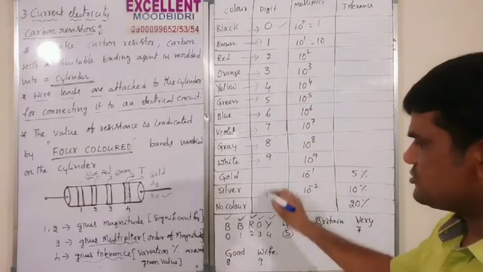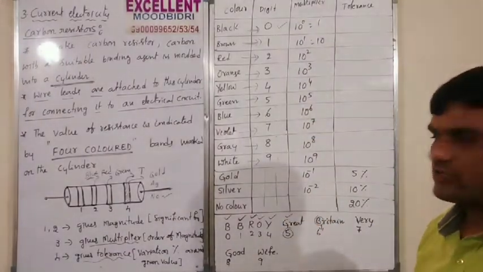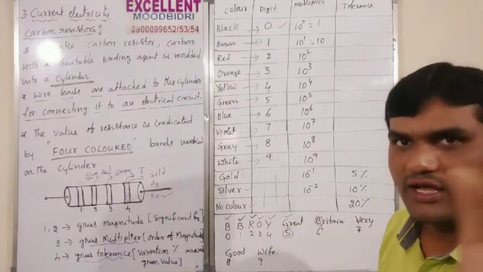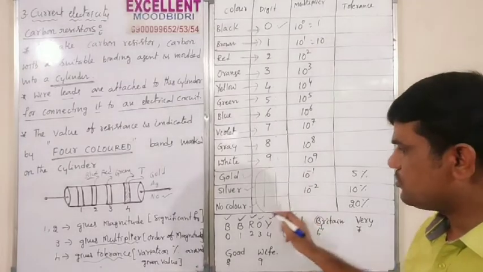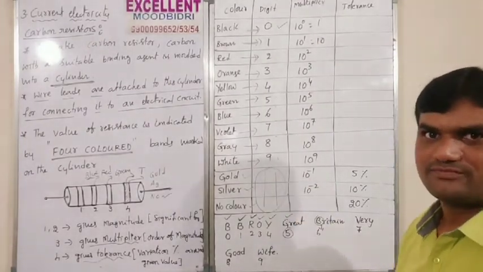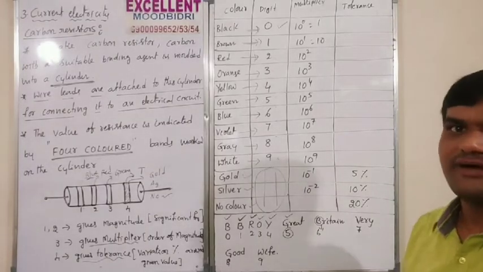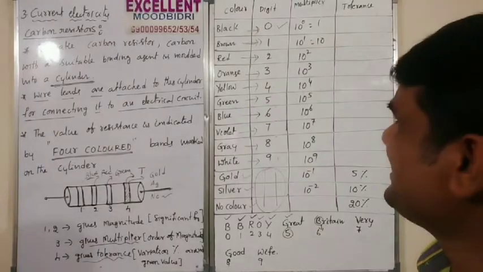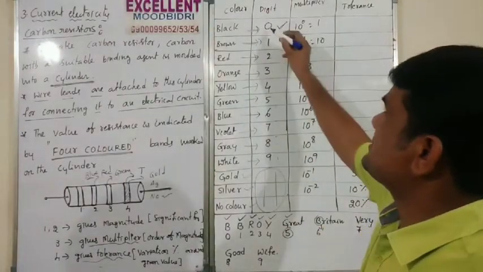Here there is no digit for gold, silver, and no color, because they are tolerance only. That's why we want to give significant digits and multiplier also. Multiplier we will give, so divide by 10 power minus 1, 10 power minus 2, like that only. So black multiplier is 0 only, right?